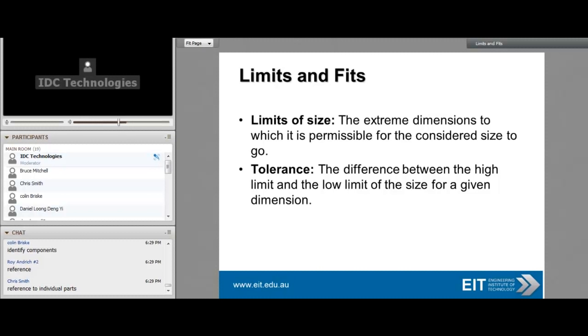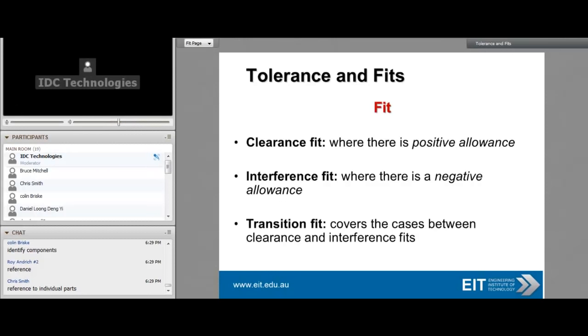Now, limits are normally used for cylindrical holes and shafts, but they can be used on any parts that fit together, regardless of what they look like. Typically, a limit is the upper and lower tolerance for a shaft or hole.